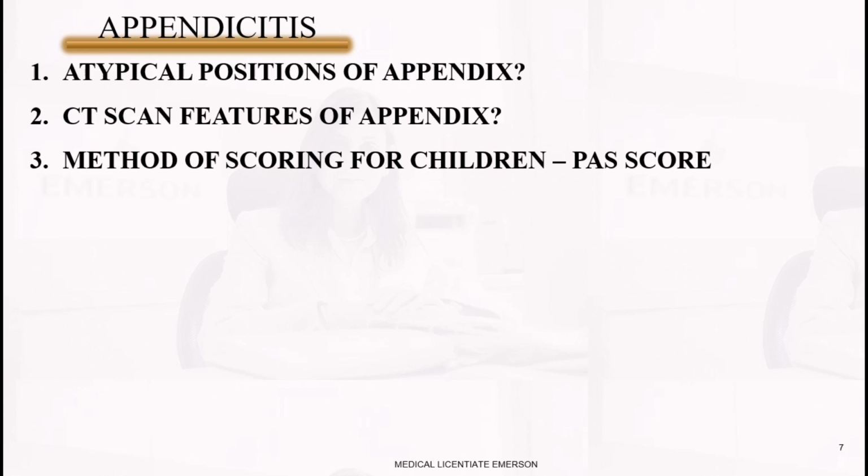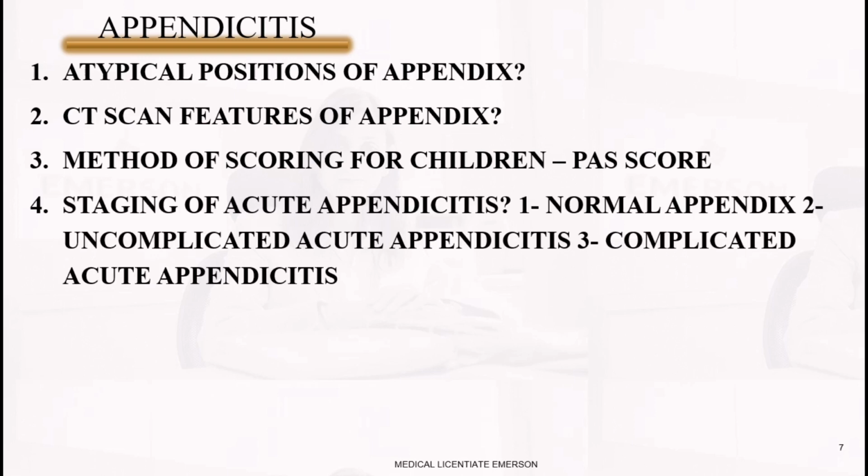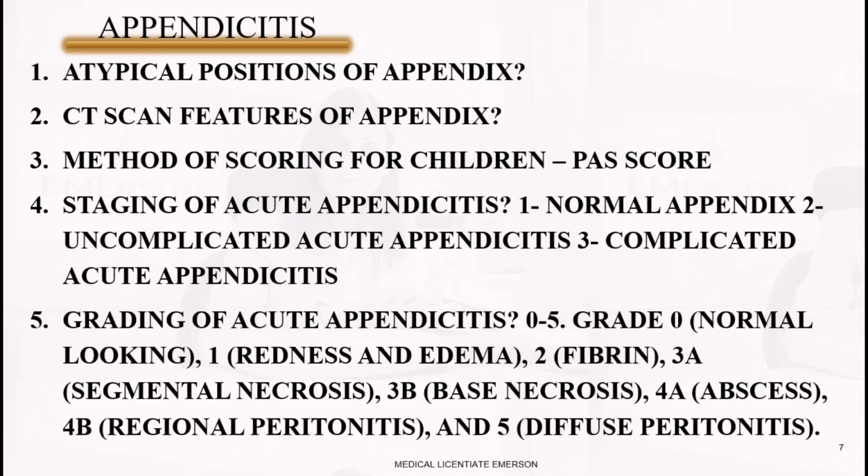Then method of scoring for children. So the answer is PAS score. It's called the pediatric appendicitis score. Then staging of acute appendicitis. So we have staging. Stage 1 is normal appendix. Stage 2, uncomplicated acute appendicitis. Stage 3, complicated acute appendicitis.